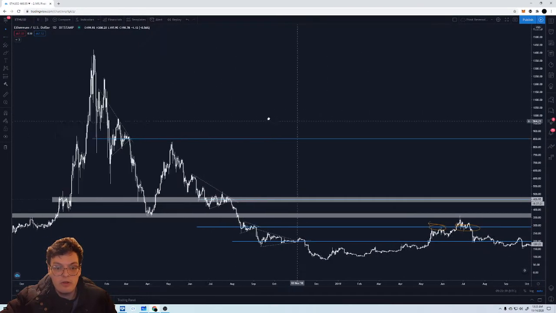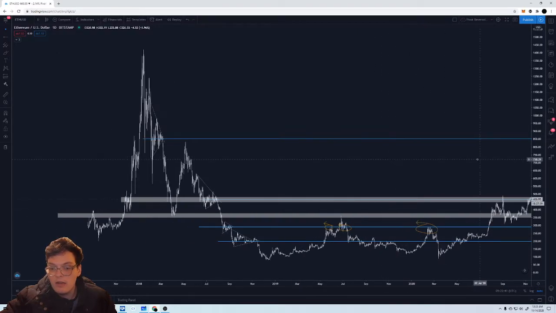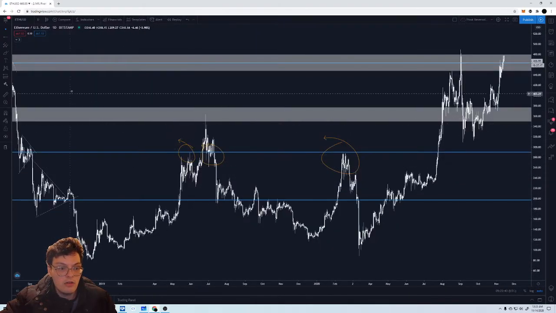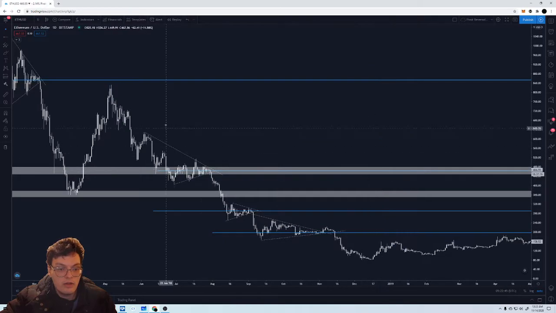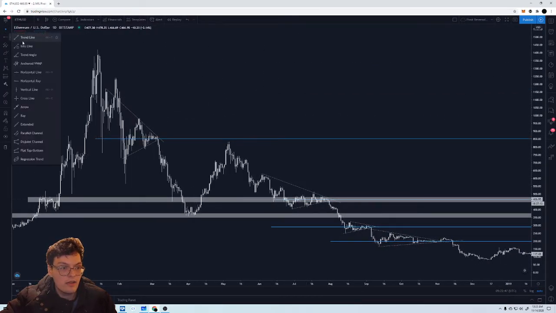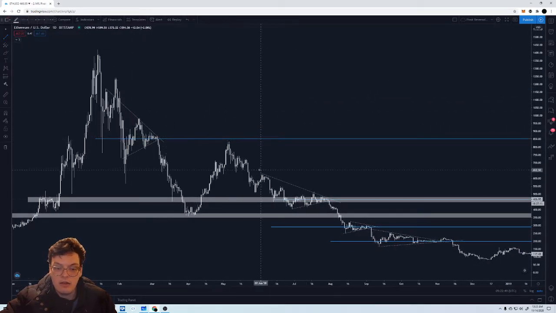Tried to get here before, couldn't make it. That's a level, and then there's another one. This is actually where I have my take profits first. It's like the first take profit, right here. It's like the safe one. I think that ETH's going to go to all-time high this cycle.